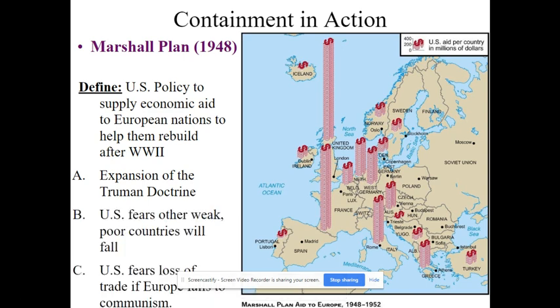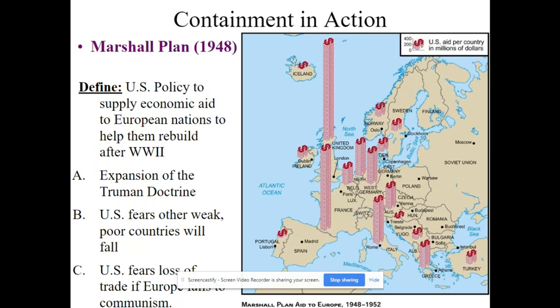So an easy way to remember these: the Marshall Plan and Truman Doctrine are both containment policies enacted by the United States in order to stop the spread of communism. The only real difference is that the Marshall Plan basically just expands on that. They're not just focused on Greece and Turkey like the Truman Doctrine was. This is going to provide finances and military support to any country that is under the threat. Both of these are meant to stop the spread of communism.